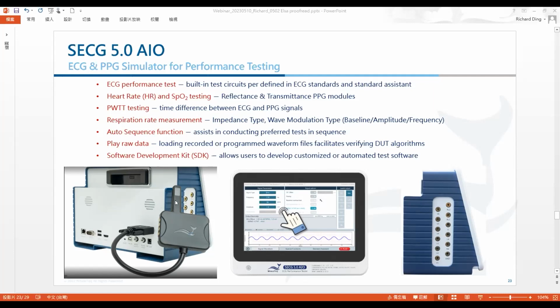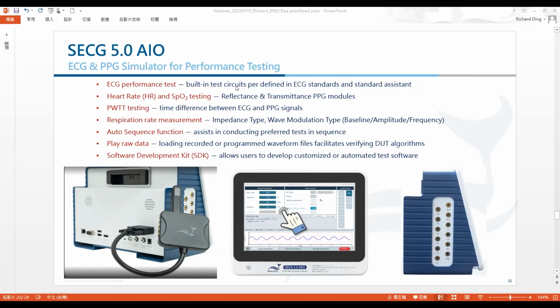This one is an example of a transmittance PPG module. And for some outputs, the ECG general test circuit has a 1,000 times divider, so before the attenuator the signal is 1,000 times bigger than the original signal, and it can go out from here. If you connect it to an oscilloscope, you can monitor the output signal. So this is the SECG 5.0. Because we have an ECG circuit inside with all the electrode outputs, we can do the ECG performance test.